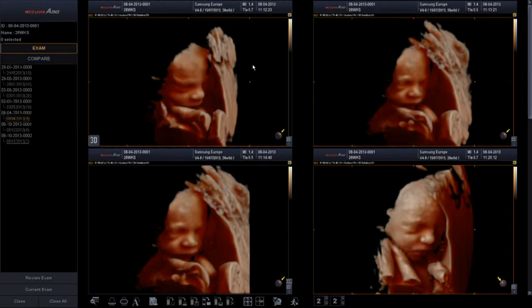Giulini will do a very nice scan. I just saw the baby lying in a perfect position.